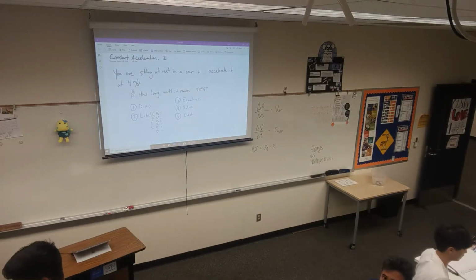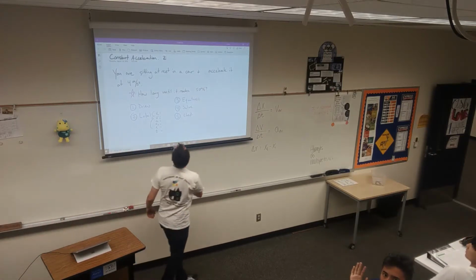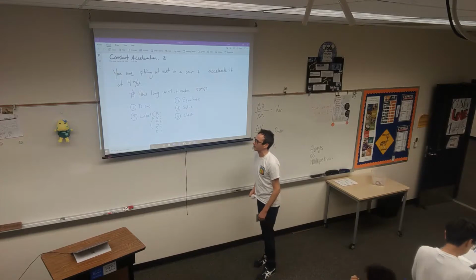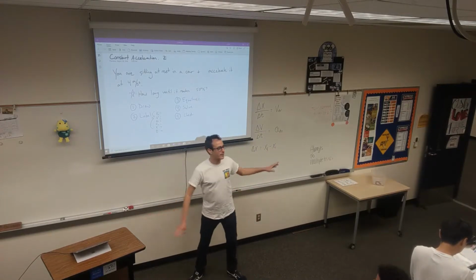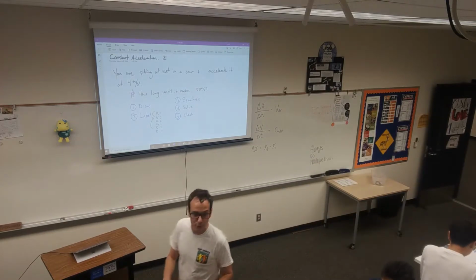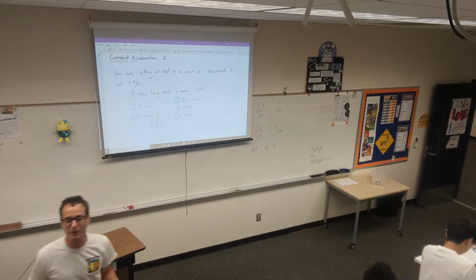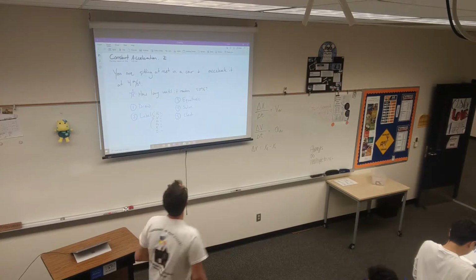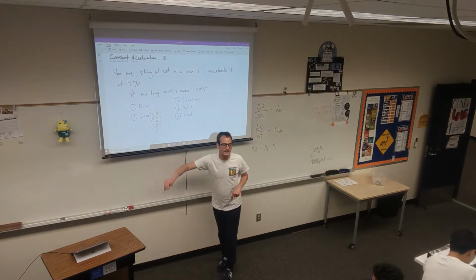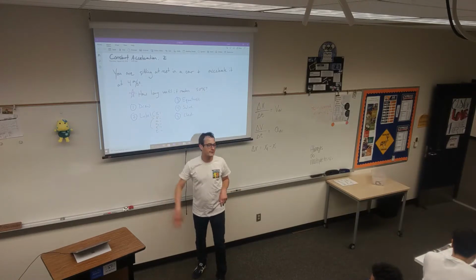Alright, so, you're sitting at rest in a car and accelerated at 4 meters per second squared. How long until it reaches 50 meters per second? So, how I recommend solving problems like this: graphing is still useful, it can help, but we're going to kind of get away from graphing and start solving problems with variables and equations. And the first step you want to take to solve these problems is to draw a diagram.